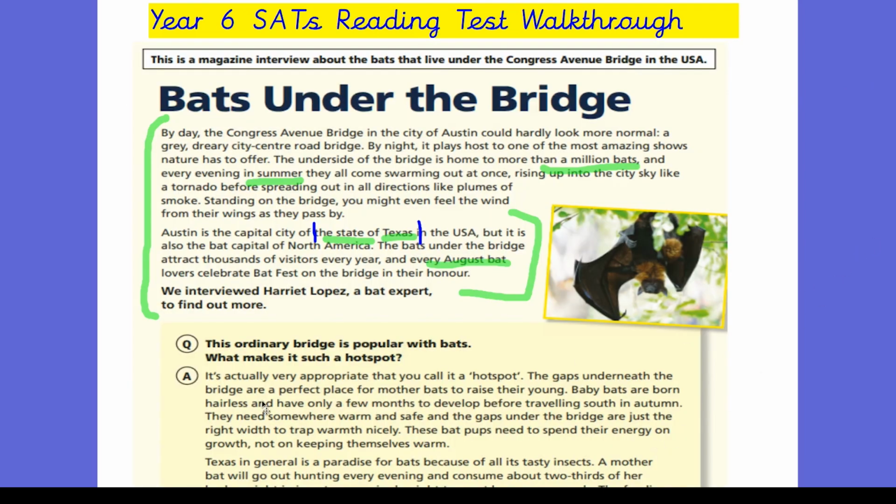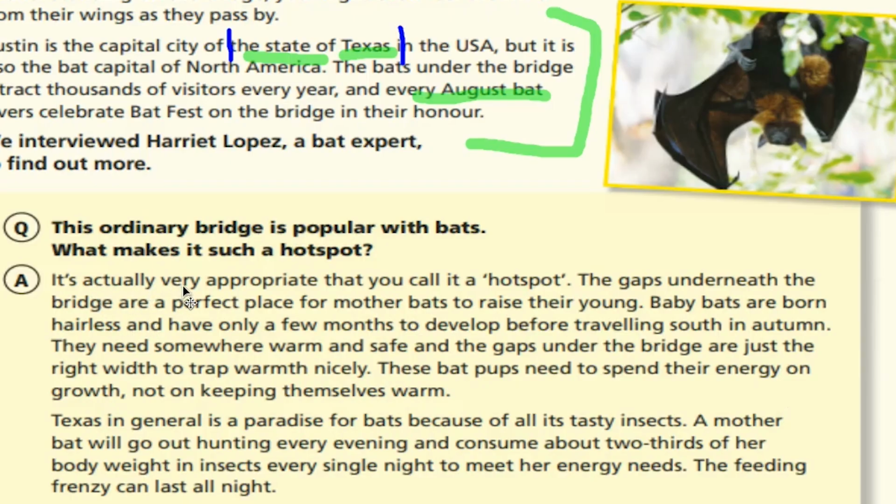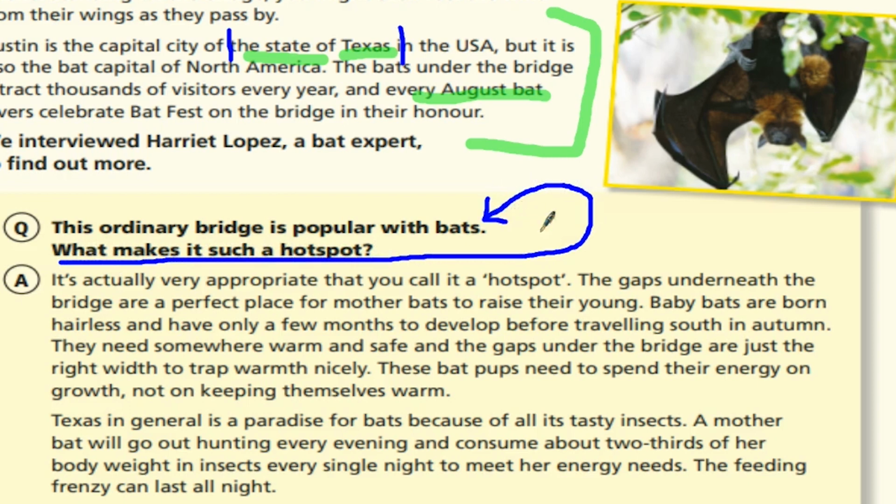Okay, so down here, "it's actually very appropriate that you call it a hotspot." The interviewer asks here, "This ordinary bridge is popular with bats. What makes it such a hotspot?" So, in this context, she's talking about it being a hotspot because of so many bats being there. It's a hotspot for the amount of bats. It is popular with bats, so that's that. "It's actually very appropriate that you call it a hotspot."